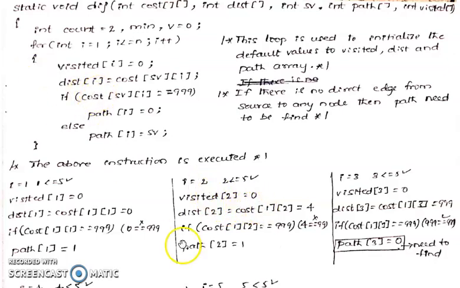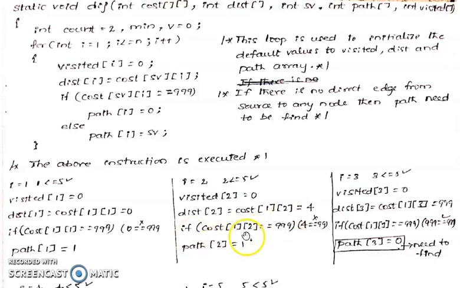Then distance of I, distance of 2, is equal to the cost of source vertex, where the source vertex is 1 and the I value is 2. So the cost of 1 comma 2 is equal to 4. You can look up the adjacency matrix. What is the cost? The cost of 1 to 2 is equal to 4. So 4 you have written here.